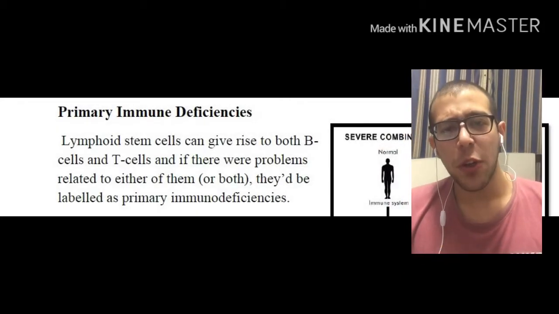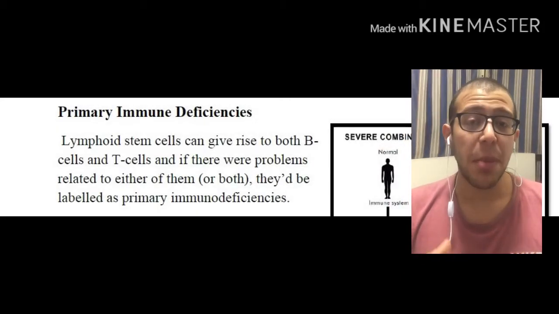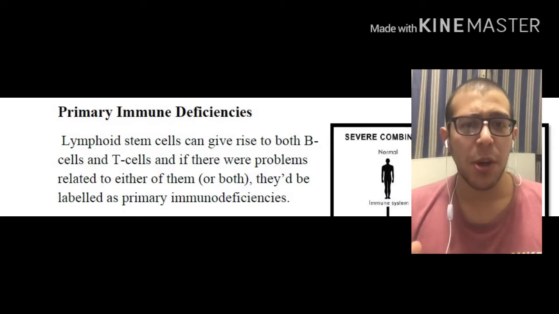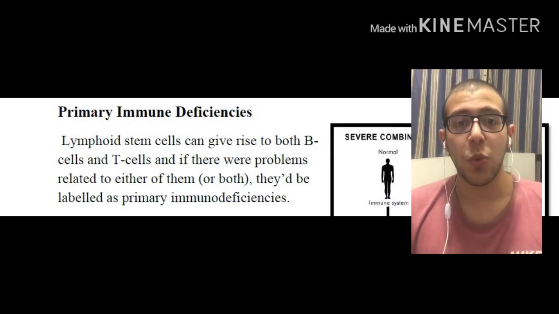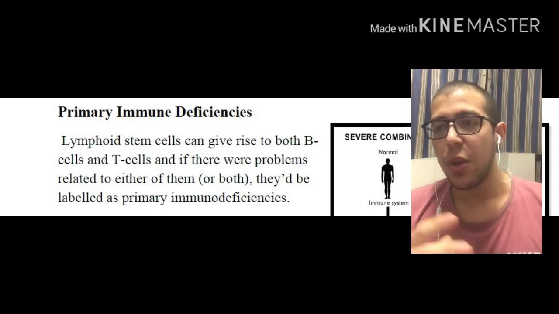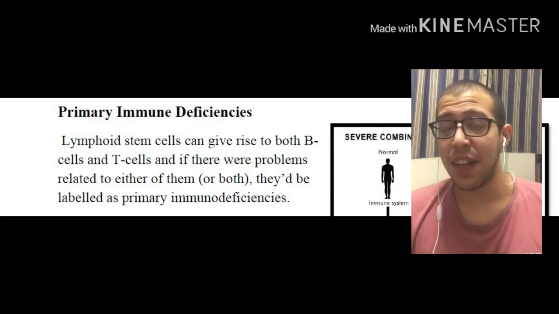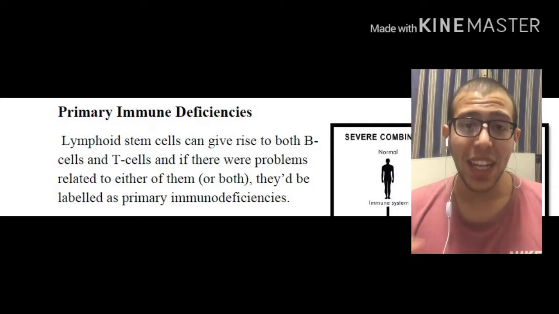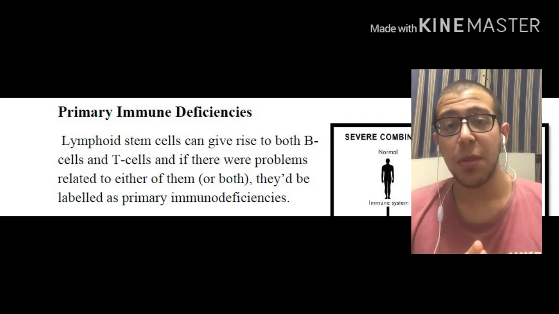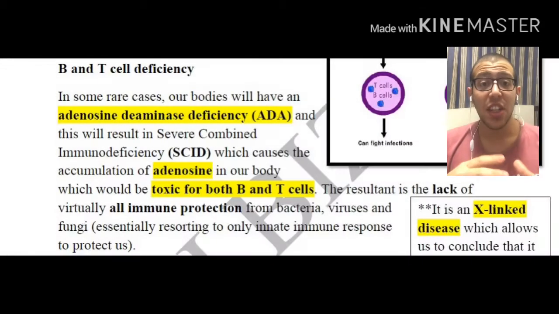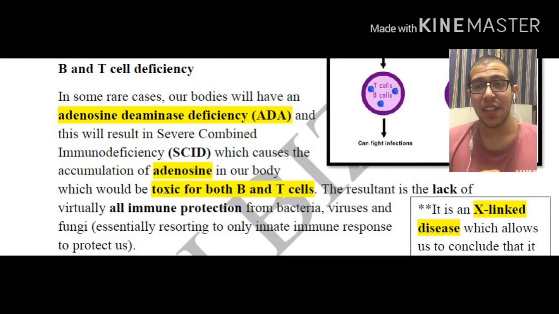In this lecture, we're going to be going through an overview of what primary immune deficiencies are and what they mean, and we're also going to be talking about a few examples to help us illustrate what we mean. First of all, we know that lymphoid stem cells can give rise to both B cells and T cells, and if there were problems related to any of them or both, they're going to be having a negative effect on our body. First of all, let's talk about both B and T cell deficiencies.